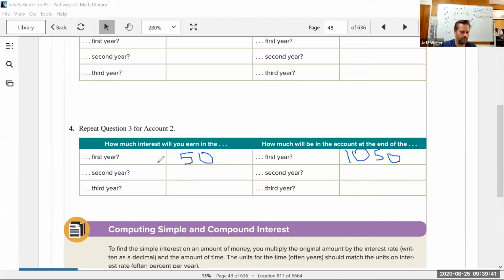Okay. So help me out. What would go here? What would I do to calculate what goes here? It's a 5% account, but what am I doing 5% of now? 1,050. Yeah, so help me out. Somebody else tell me what 5% of 1,050 is. 52.5. I like it. So 52.50.